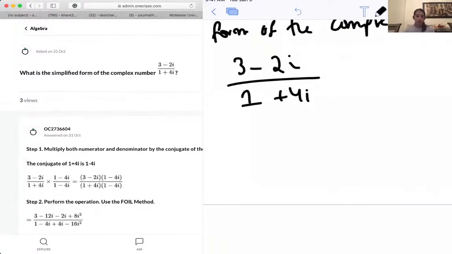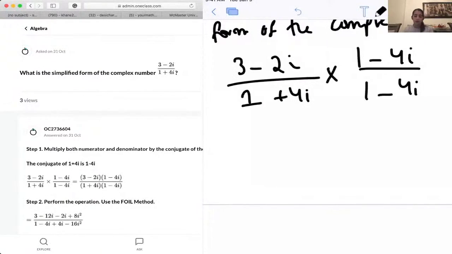So, the first thing that we're going to do is multiply the numerator and denominator by the conjugate of the denominator. The conjugate is almost the same, but the sign is flipped. In this case, our denominator is 1 plus 4i, so we're going to flip it: 1 minus 4i. So we're going to multiply by its conjugate, 1 minus 4i over 1 minus 4i.